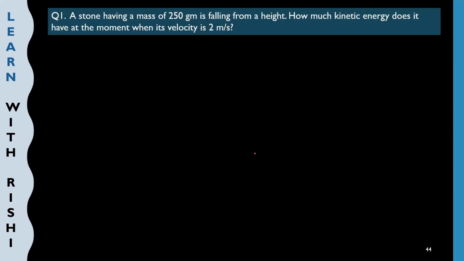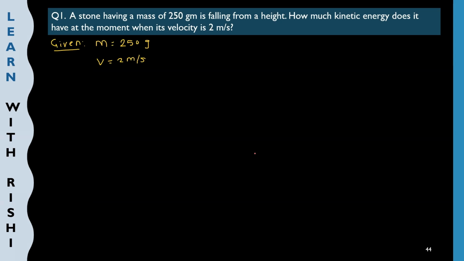First one: a stone having a mass of 250 grams is falling from a height. How much kinetic energy does it have at the moment when its velocity is 2 meter per second? Whenever you solve a numerical, the first thing is that you have to write the given part from the question. So here the given part is: they have given the mass of the stone, which is equal to 250 grams. Next, they have given us the velocity, 2 meter per second.